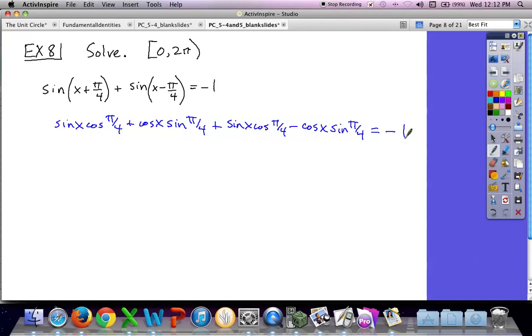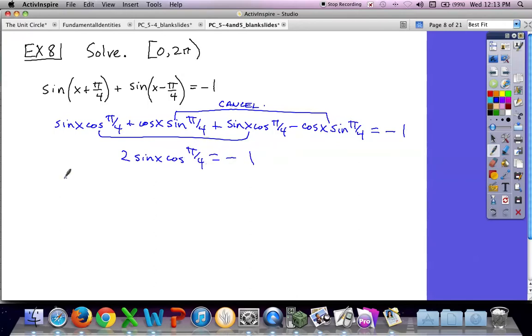So now, these two terms are opposites, so they cancel. And these two terms are the same, so they add. Right? It's 2 sine x cosine of pi over 4 equals -1. Right? So let's see. Yeah, we know the cosine of pi over 4, that's root 2 over 2. Right, the 2's cancel.